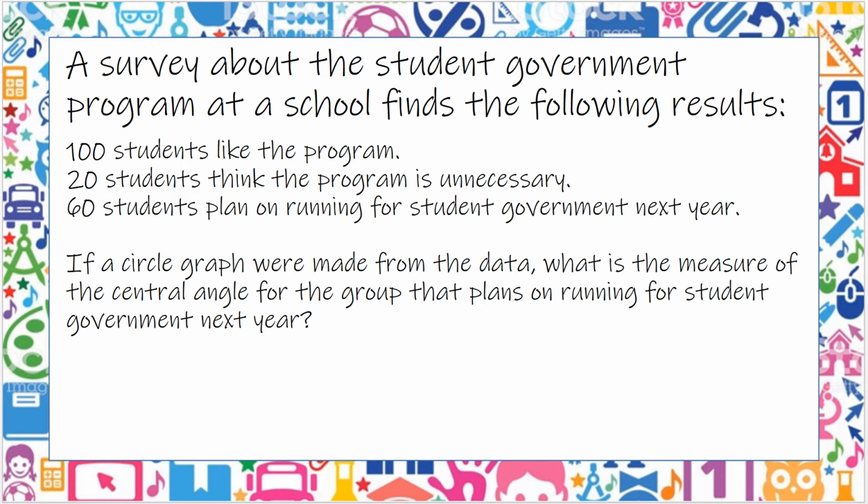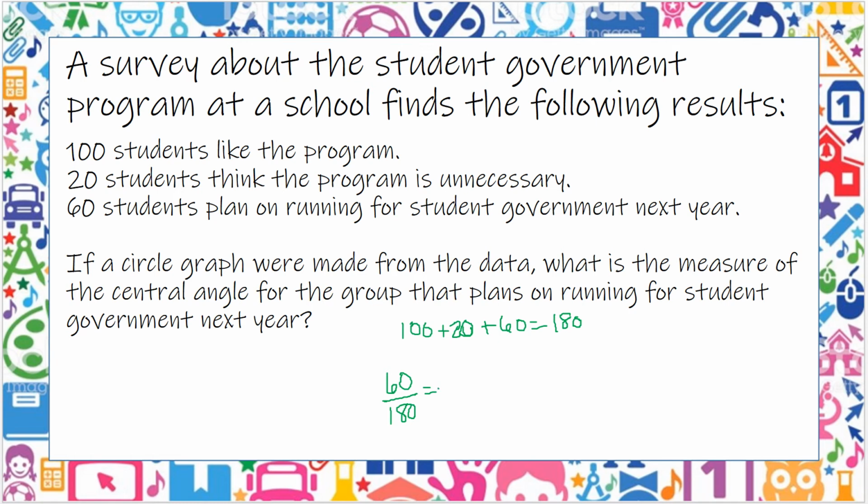So first we need to know how many total students there are. So we're going to add 100 plus 20 plus 60, and that does give us 180 students, and 60 of those plan on running for student government, divided by the 180 total. That's going to give us a fraction.